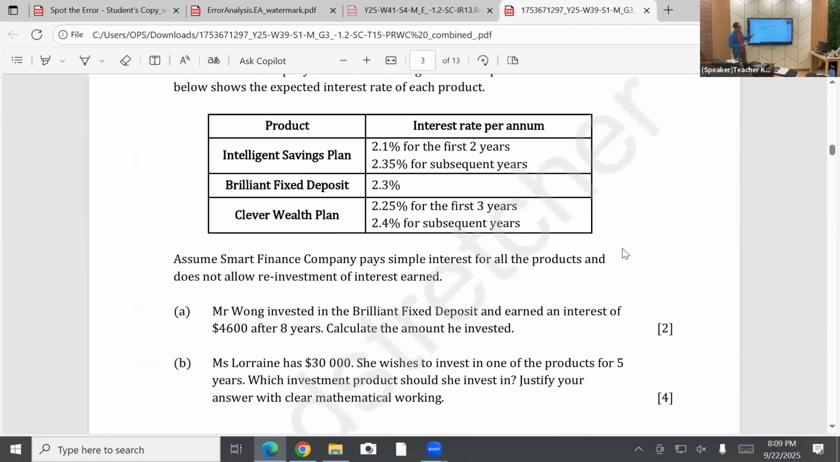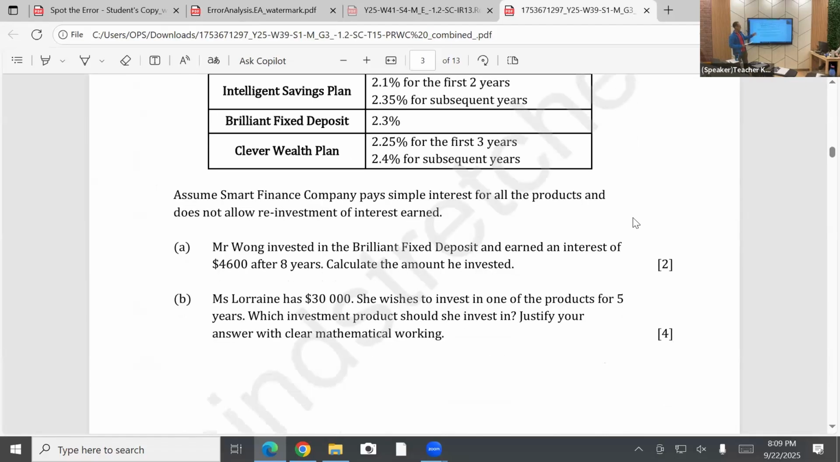So this is how we give you some examples and let you practice. For example, this question is on interest rate, and the student has to calculate accordingly, according to the question being asked, right? And you will see that this first one is 2 marks, followed by the second one. It takes up more marks because you will still need to consider which investment she should be investing in. You need to do a comparison, right? Then yeah, scroll down. Thank you.